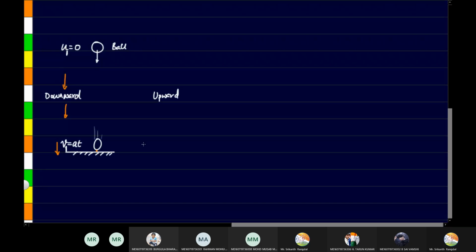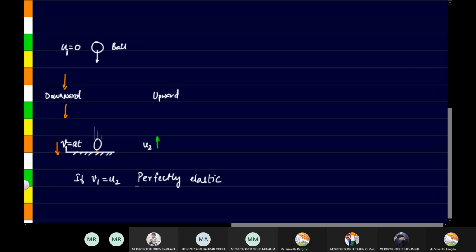let us say upward motion u2. This is the upward velocity for upward motion, u2. So will u1 and v2, v1 and u2, be the same? No, sir. If v1 is equal to u2, then we can say it is perfectly elastic.